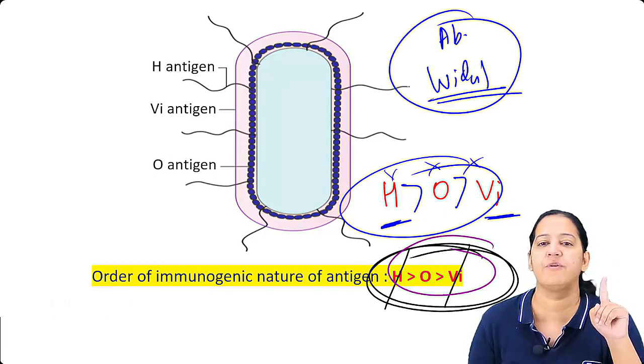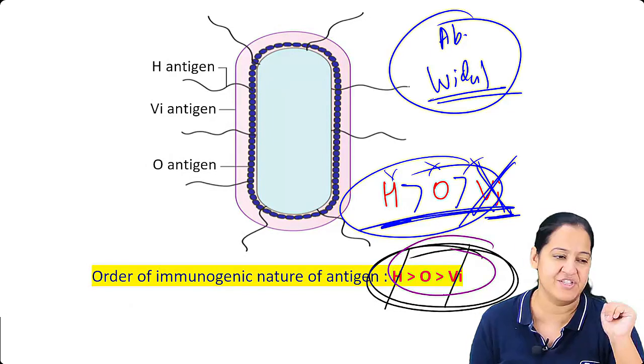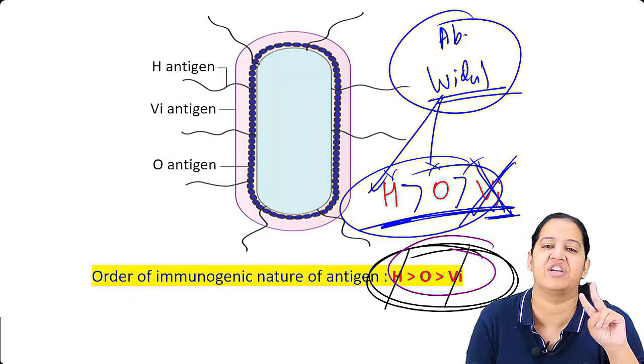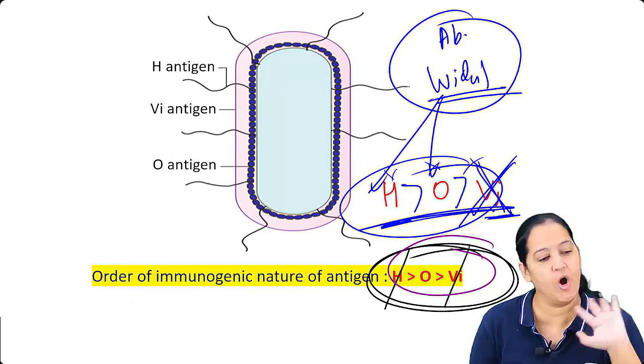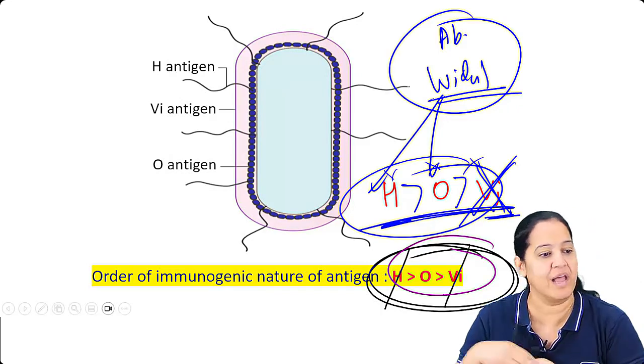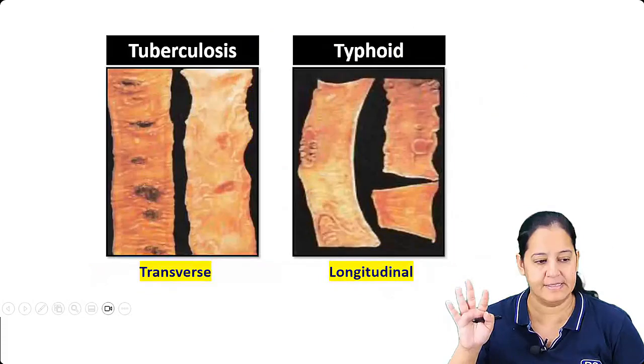Now see the order of immunogenicity. VI के लिए hardly any antibodies are formed. It's minimum antigenic. So we don't test antibody for VI. In Vidal, we test anti-H and anti-O. How much anti-H and how much anti-O? I will teach you Vidal also. I'm giving you a clue here. Okay, got my point? है ना? Yes, yes, I'm coming on that, Medico.